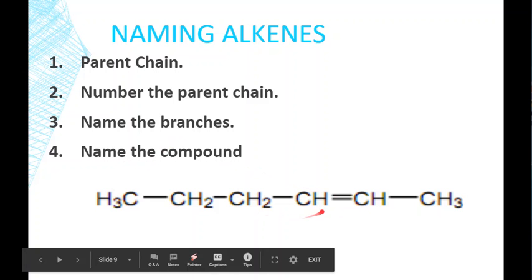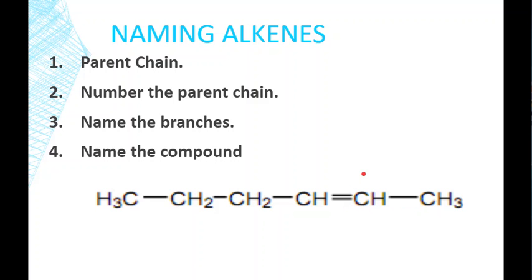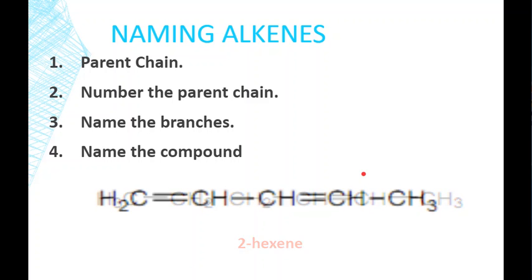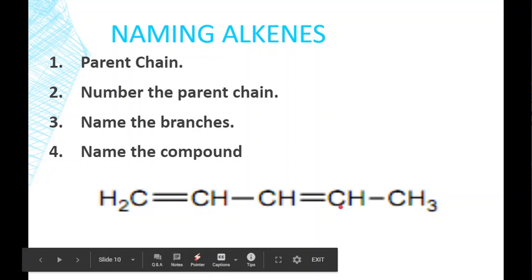So what's this going to be? This is going to be 1, 2, 3, 4, 5, 6. This is going to be what? 2 hexene. And there's no branches, no substituents, so just 2 hexene. How about this one? 1, 2, 3, 4, 5. Oh, it has 2 double bonds. What do I do now? Miss Osman, what do I do now? It has 2 double bonds.